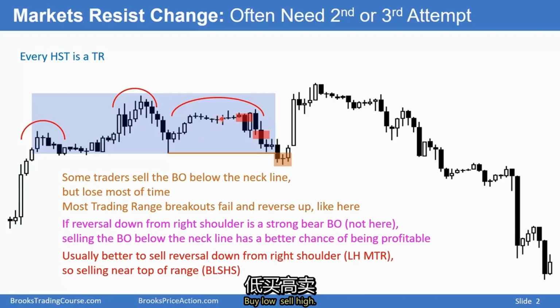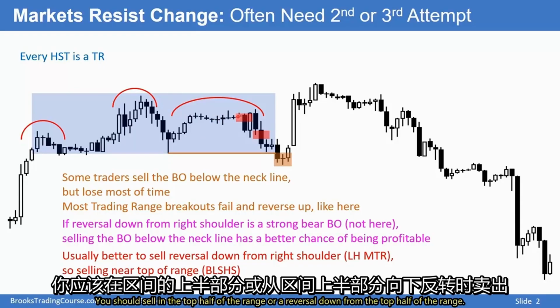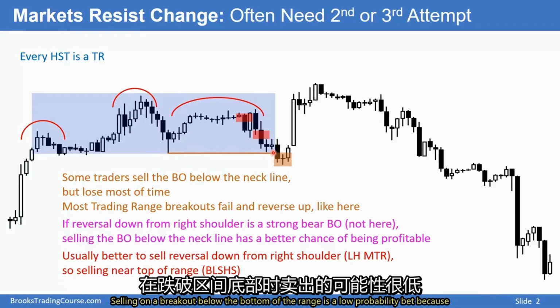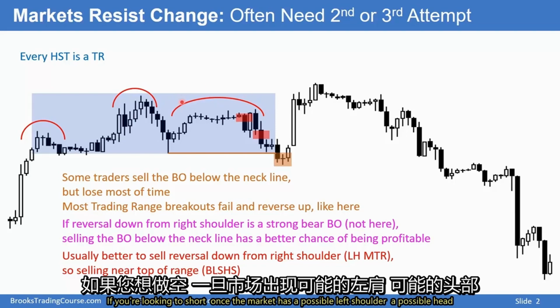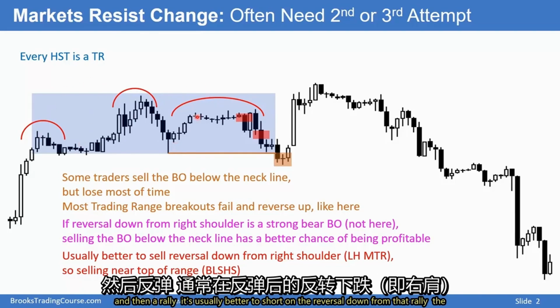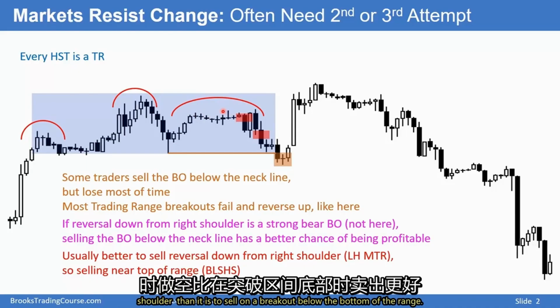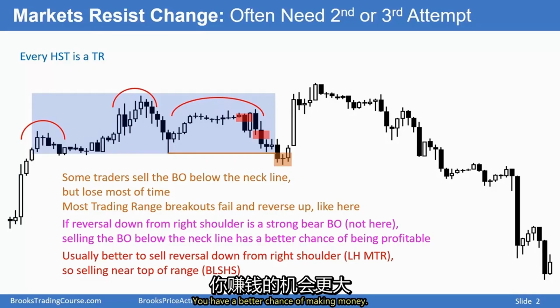Buy low, sell high. Where high, you should sell in the top half of the range, or a reversal down from the top half of the range. Selling on a breakout below the bottom of the range is a low probability bet because most trading range breakouts fail. If you're looking to short, once the market has a possible left shoulder, a possible head, and then a rally, it's usually better to short on the reversal down from that rally, the right shoulder, than it is to sell on a breakout below the bottom of the range. You have a better chance of making money.